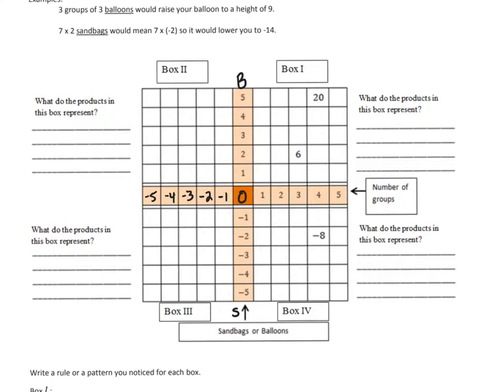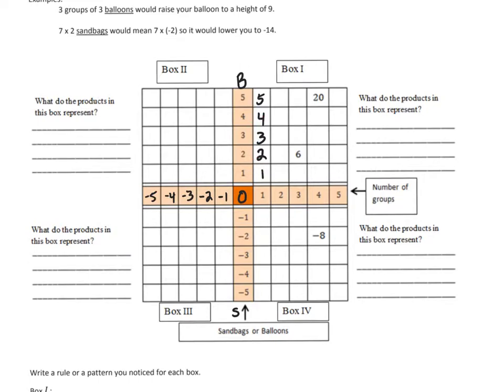So if we add one group of 1 balloon, 1 times 1 would give us 1. If we add 1 group of 2 balloons, that would be 2. 1 group of 3 would be 3. 1 group of 4 would be 4. 1 group of 5 would be 5. And you can see the pattern, can't you? 1, 2, 3, 4, 5. Well, let's look at a pattern to the right.